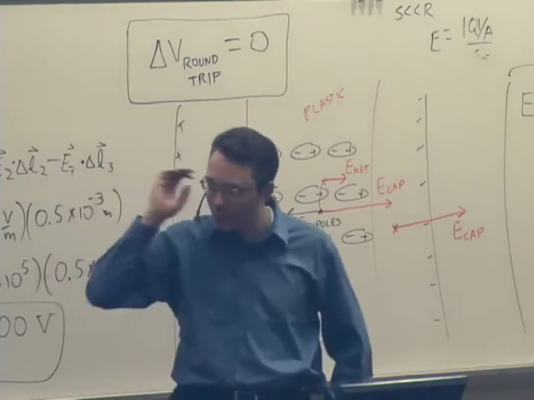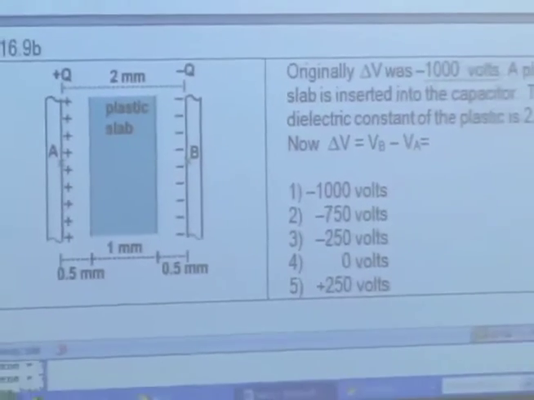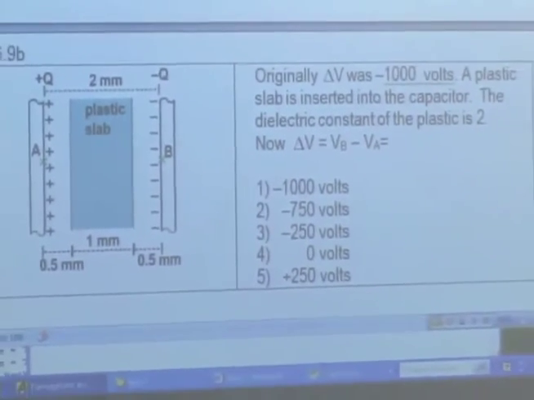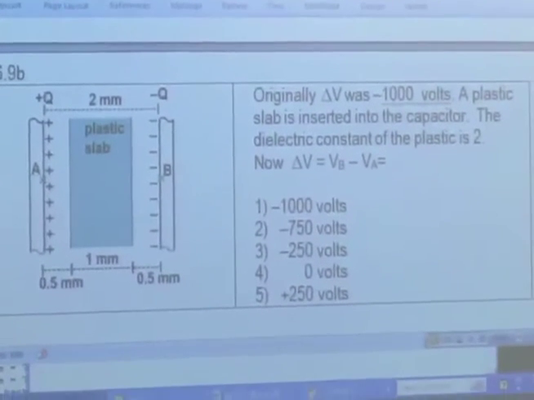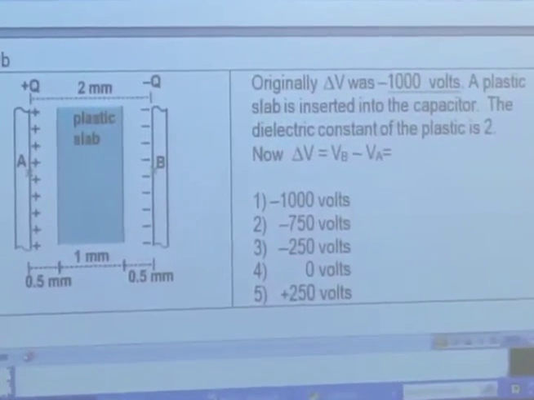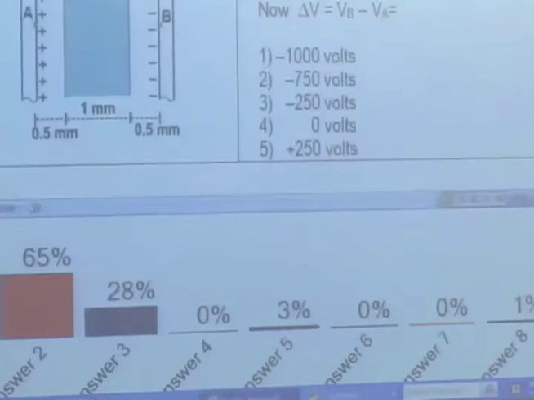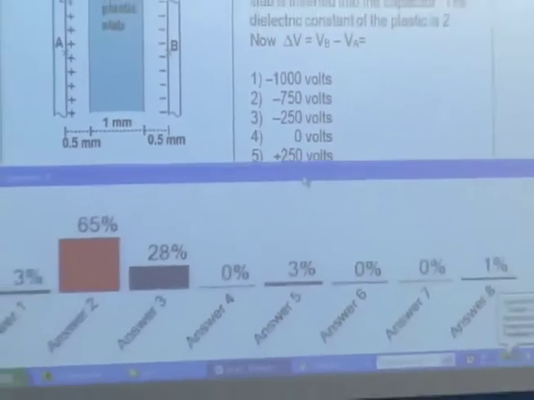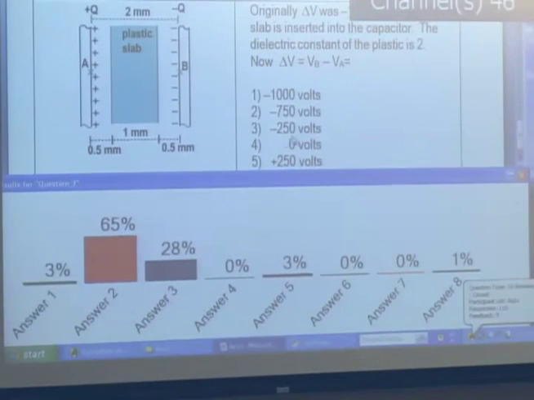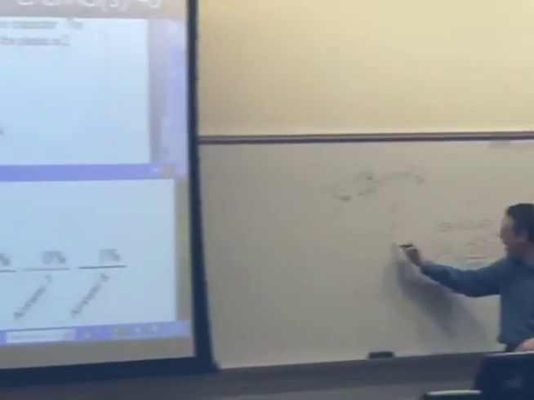Same situation. Let's say the dielectric constant of the plastic is 2. What's going to be the new potential difference from A to B? Think about what the value of the electric field is in each of those different regions, just like we did with the conductor. Most of us are saying negative 750 volts. Those of you who said negative 250, you've got to be careful. We're talking about, again, the potential difference from A to B.